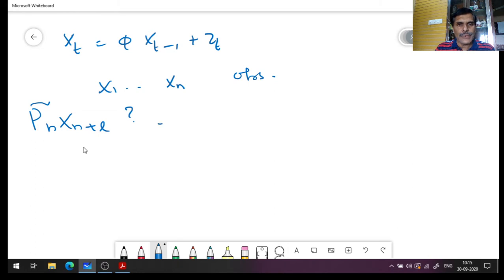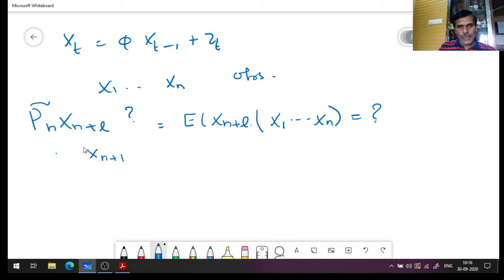So what is this? This is given by the expected value of, so this is what we need to compute. What we do in these cases is go for a recursive method. I will write this X_{n+1} as phi of X_n plus Z_{n+1}, and then I take the expectation of this.